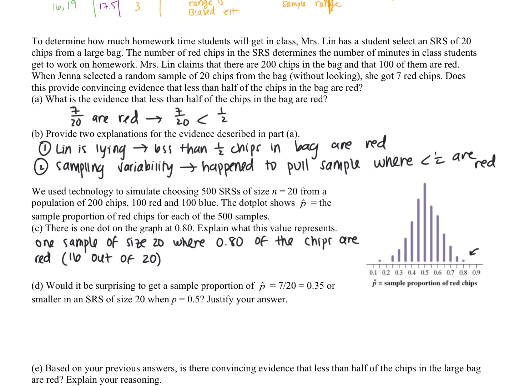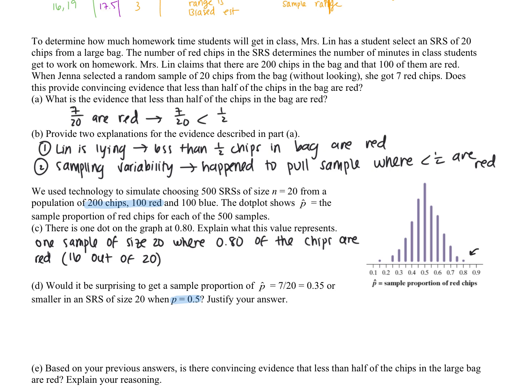Justify your answer. Okay, one thing I want to make sure is that we understand where this p equals 0.5 comes from. That's not random. That comes from how the problem was set up, where it says 200 chips, 100 of which are red. So in the initial simulation, we said half of the chips have to be red. That's why this p is 0.5.